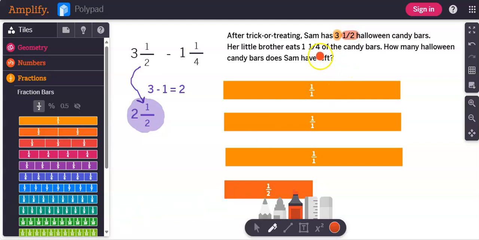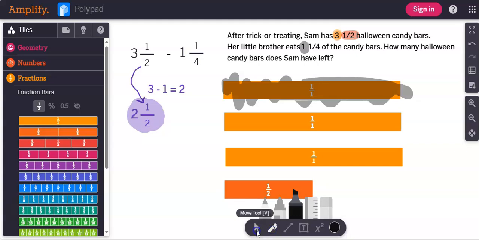However, we now need to take away the amount of candy bars that her brother ate. So we know that he ate 1 whole candy bar, which we can represent just by blacking this out to represent the entire candy bar that he ate. Now we see that we have 1/4 of a candy bar left that he ate, but we don't have any candy bars here that are split into fourths.